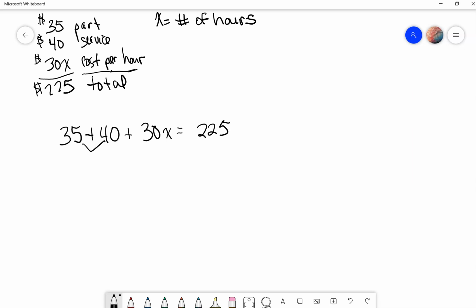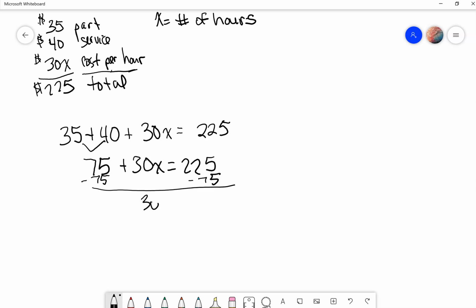All right, so I'm going to add those two together. And we get 75 plus 30x plus 225. Now I want that 30x by itself, so I'm going to subtract, and that's going to give me 30x equals 150.